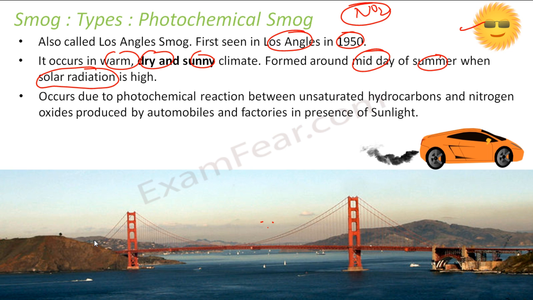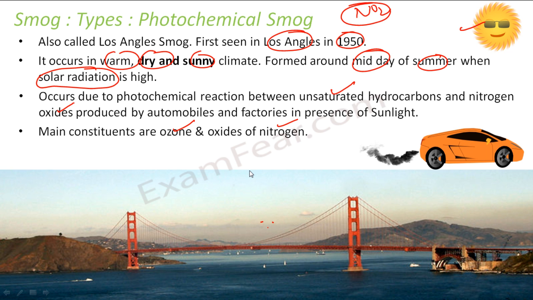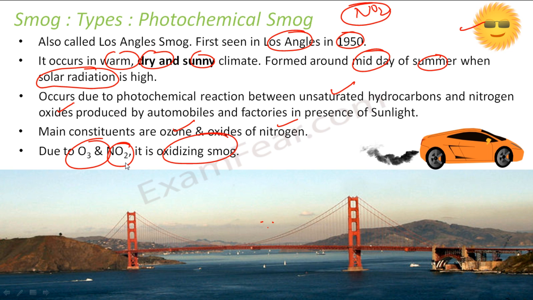So it occurs because of photochemical reaction between unsaturated hydrocarbon and nitrogen oxides, which is produced by automobiles, factories, and this happens in the presence of sunlight. So the main constituents are ozone and oxides of nitrogen. And since it has NO2 and O3, both have oxidizing property, so they are also called oxidizing smog, right? So this color is because of NO2.